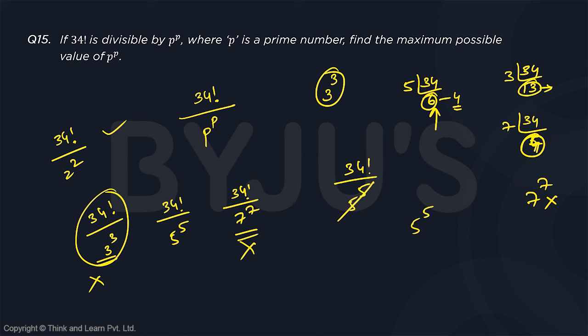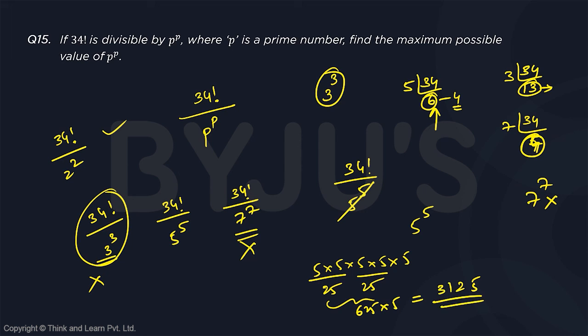So this is basically 5 into 5 into 5 into 5 into 5. This is 25, this is 25. So this is 625 into 5. So 5 5s are 25, 2 5s are 10, 11, 12, 2 1 6 5s are 30. So 3125 is your answer.